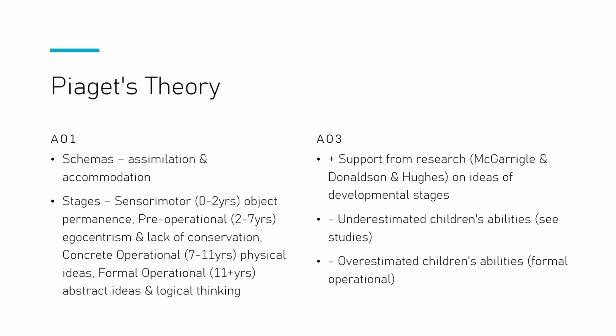Another weakness of Piaget's theory is that he probably underestimated children's ability. We'll look at those studies. They weren't as egocentric, or they were better at conservation than Piaget would have said. So that's a criticism of Piaget's studies. At the same time, he also overestimated children's ability. Looking at the formal stage, he said children should be able to reason and have debates and be really scientific and logical. Well, lots of adults aren't even that logical at times, and so actually he may have overstated what an 11-year-old or 12-year-old might be able to do.